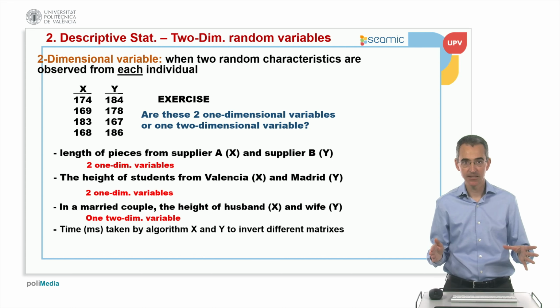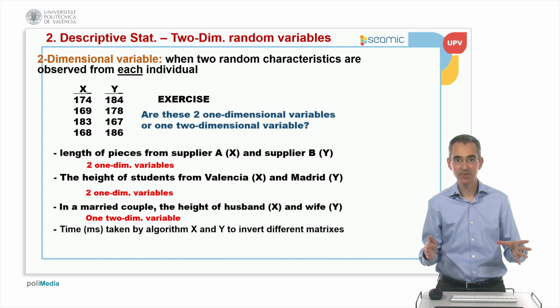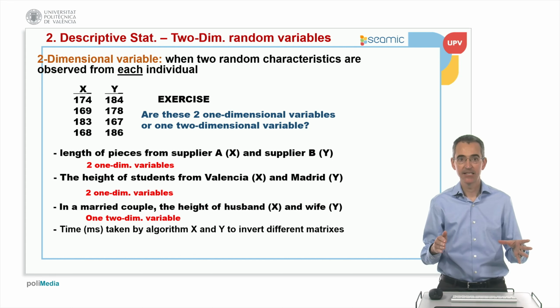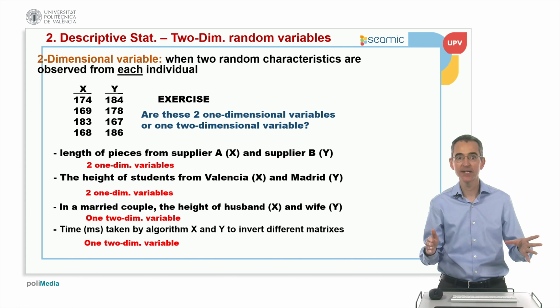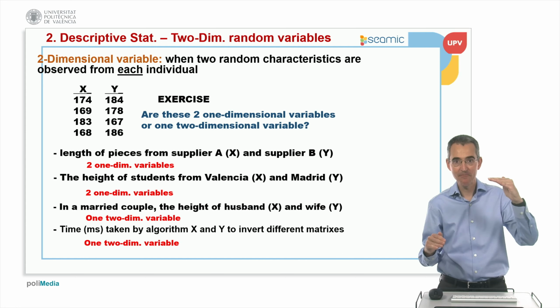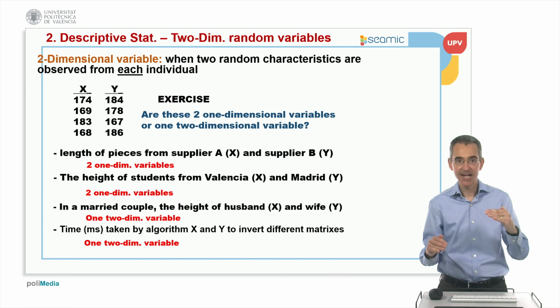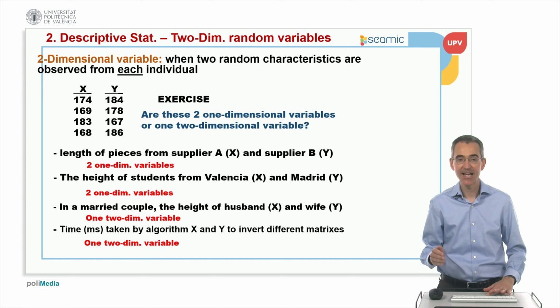Imagine another example, the time taken by an algorithm X and an algorithm Y to invert different matrices. Well, again, this is an example of one two-dimensional variable. Here, the row would be the matrix. So for every matrix in a row, I have the time from one algorithm and the time from the other algorithm. So again, I have pairs of values.